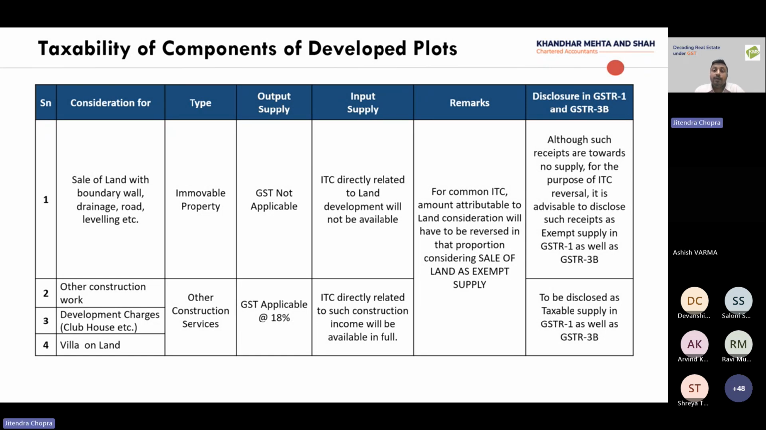But in this case, the main issue is how ITC will be apportioned or attributed to sale of land, other construction work, development charges, villa on land. So for the common ITC, the amount attributable to land consideration will have to be reversed in that proportion, considering the sale of land as an exempt supply.